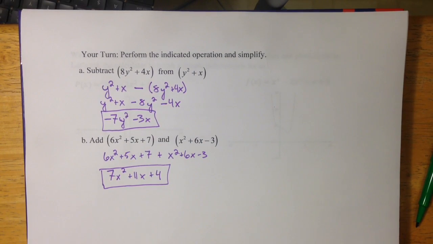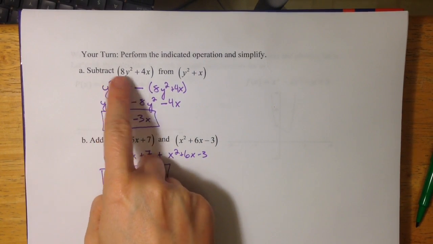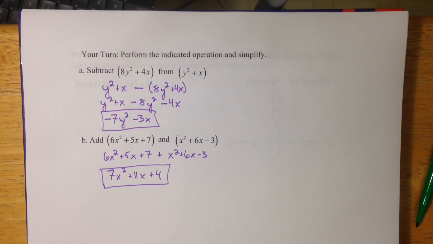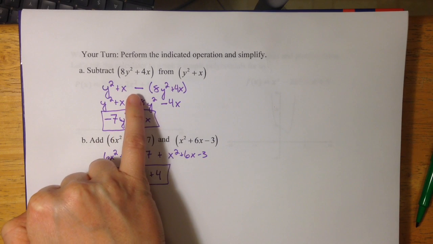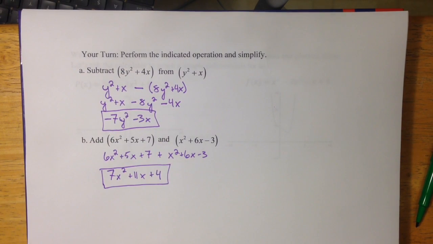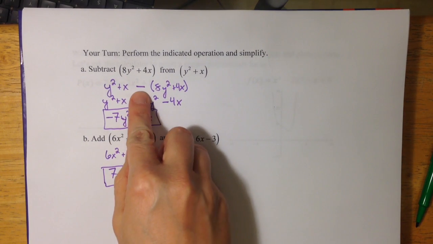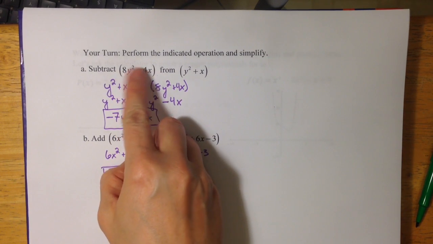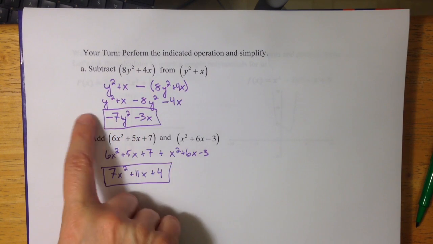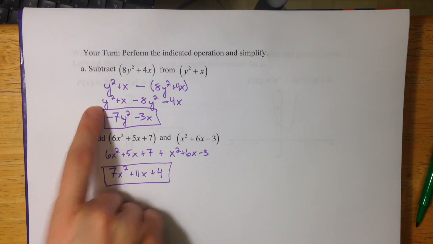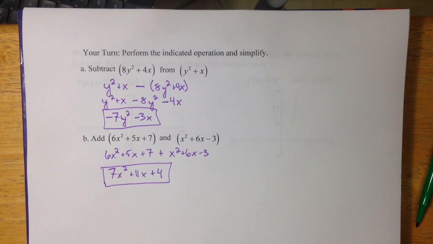And we're back. So for this problem, subtract 8y squared plus 4x from y squared plus x means that we'll take the y squared plus x and subtract 8y squared plus 4x. Again, with subtraction, you have to be a little bit careful. That subtraction applies to both pieces here. So you need to distribute that negative to both terms. That gives me y squared plus x minus 8y squared minus 4x.